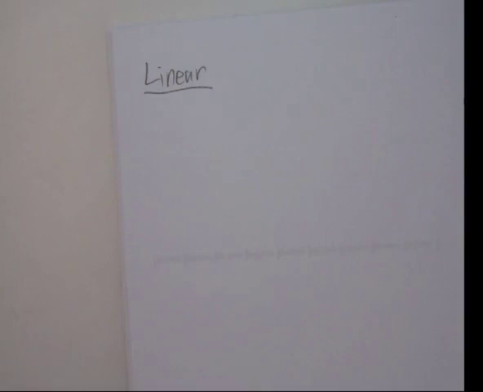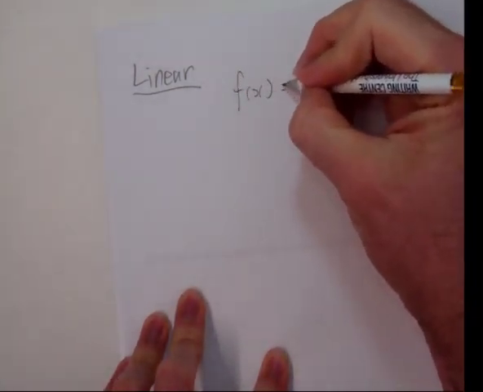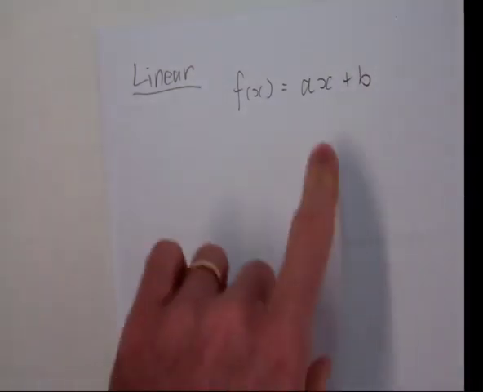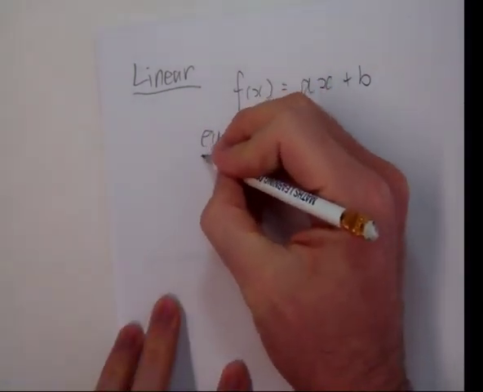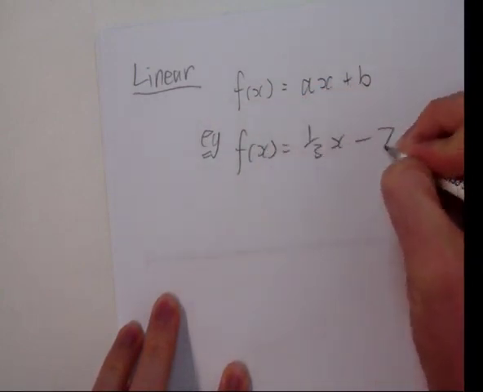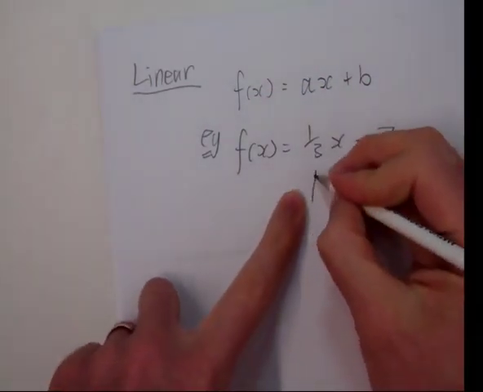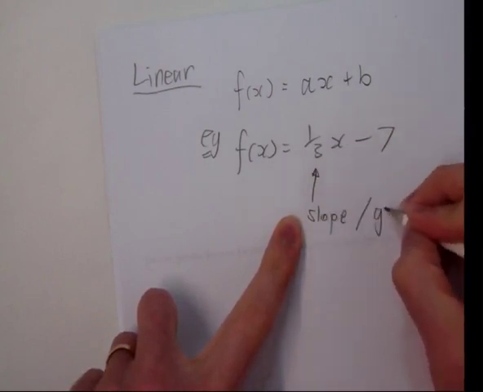So linear functions are called linear because they describe straight lines, and they will usually look like something like that, where the x represents an x that you can put different numbers into, and the a and b are whatever numbers you're thinking of at the moment. So it might be f of x is a third of x minus 7, something like that. So this number here is called the slope, though some people will call it the gradient.